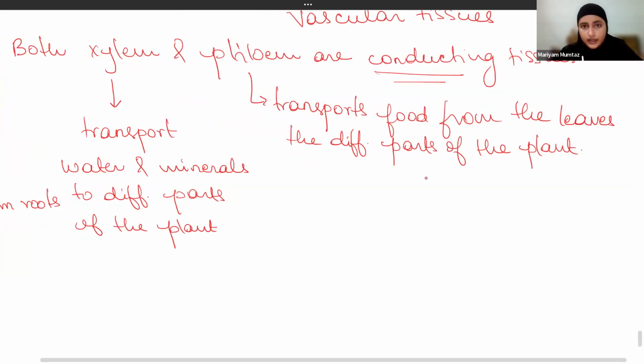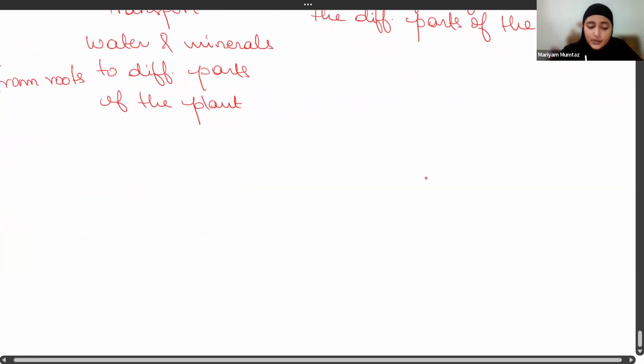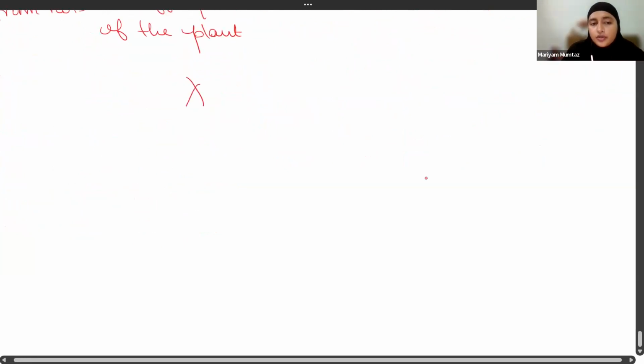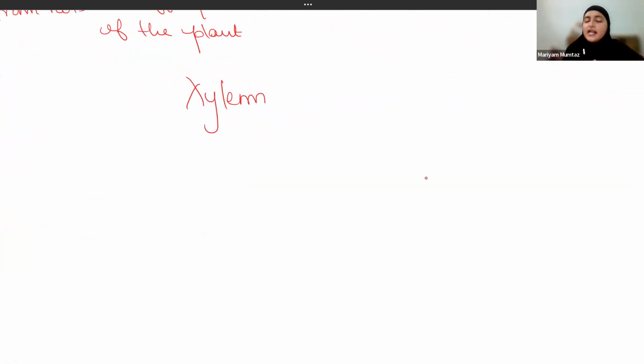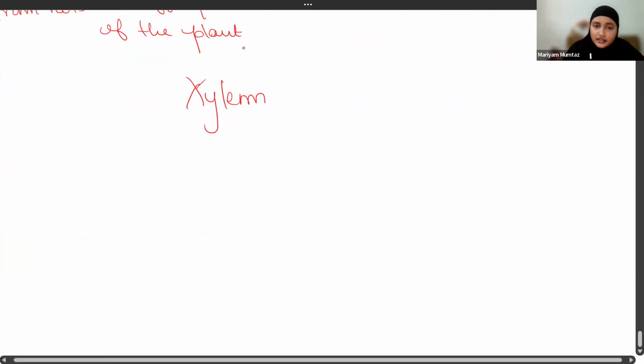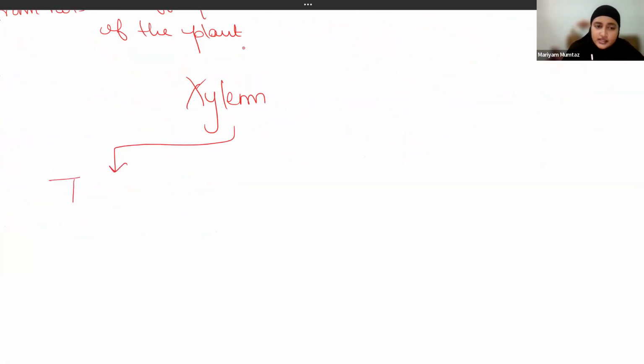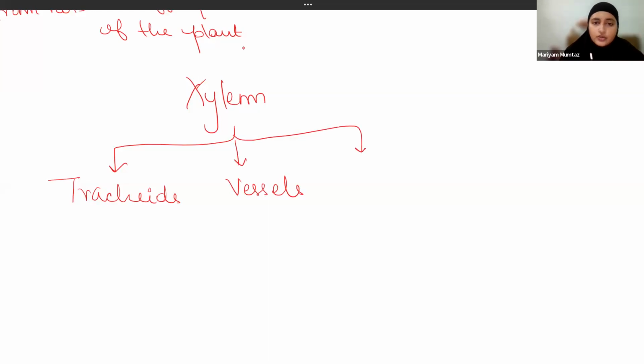Okay. Now, let us move forward and we'll talk more about the xylem. So see, xylem has many different types of cells in it. Okay, so xylem is a vascular tissue, and it consists of, the first is the tracheids. Okay, tracheids are present in the xylem. Then after that, vessels are present in the xylem. Sieve tubes? Ma'am, sieve tubes. No, that is present in the phloem, not in the xylem.